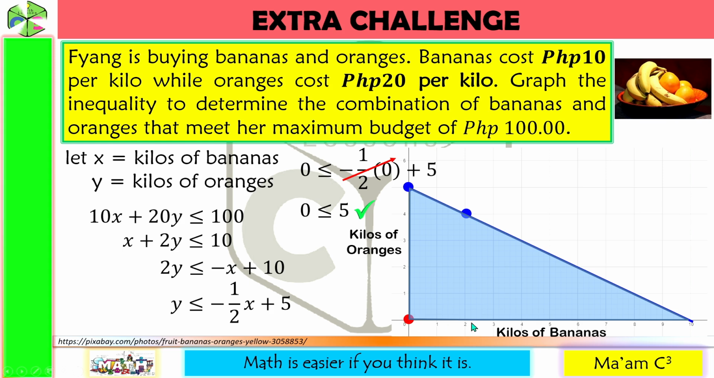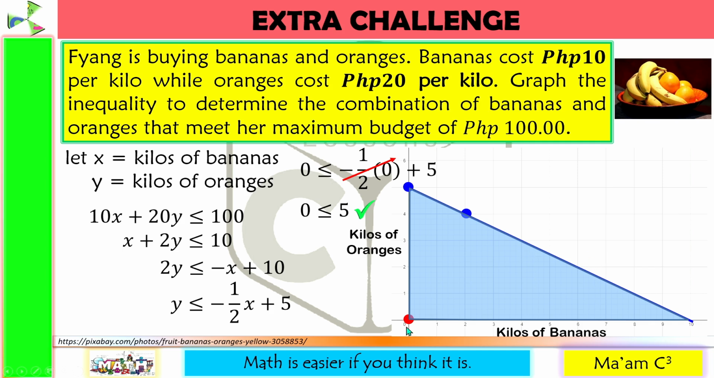also be 2 kilos of bananas. That would be 20 pesos, and 4 kilos of oranges. That would be 4 times 20 is 80. So 80 plus 20 is 100 pesos. It could also be 4 kilos of bananas and 3 kilos of oranges. So 40 plus 60, that is 100.